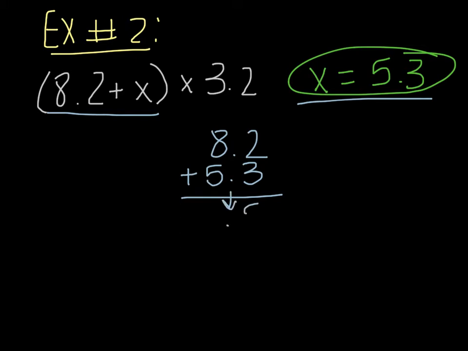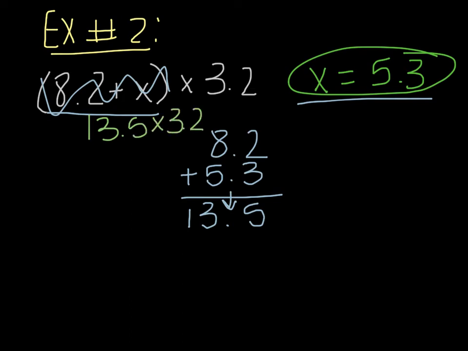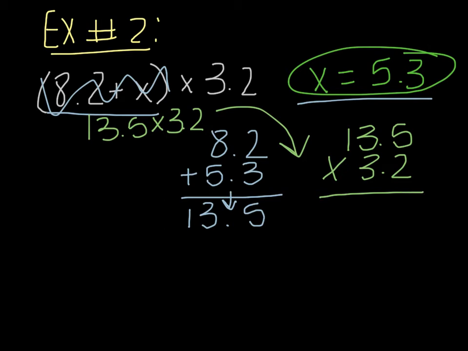2 plus 3 is 5. 8 plus 5 is 13. Cross that out, and I'm going to rewrite 13 and 5/10 times 3 and 2/10. And I'm going to do that over here. 13 and 5/10 times 3 and 2/10.